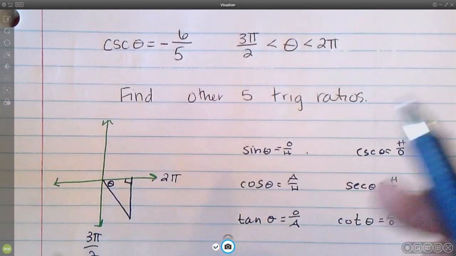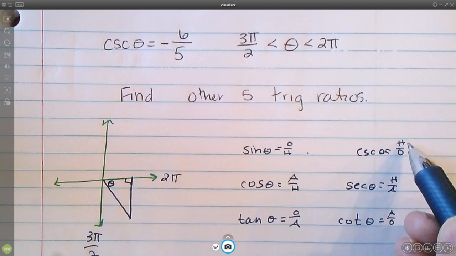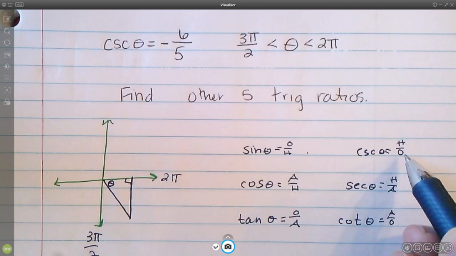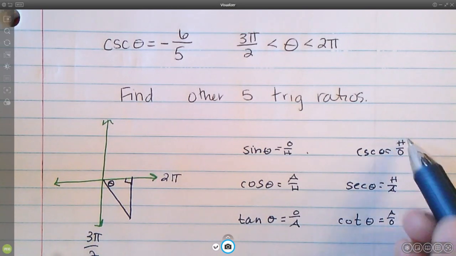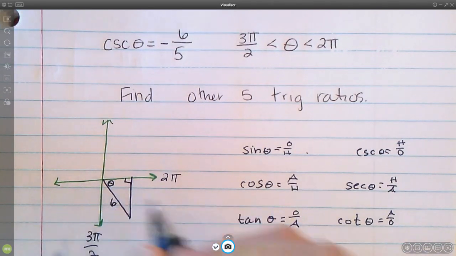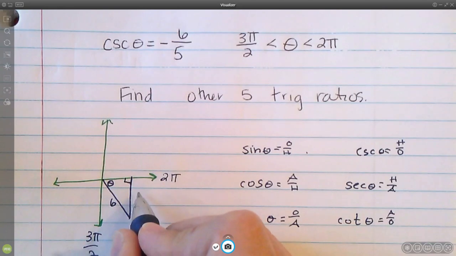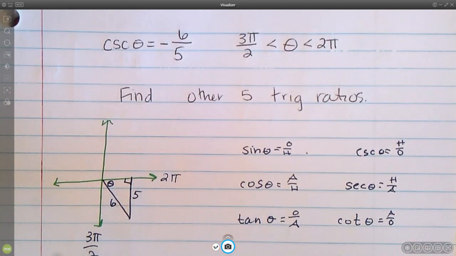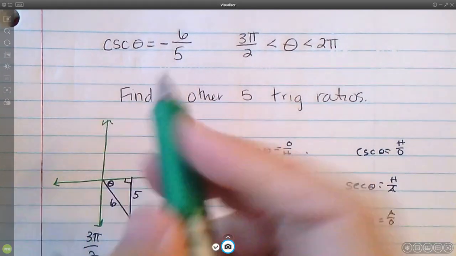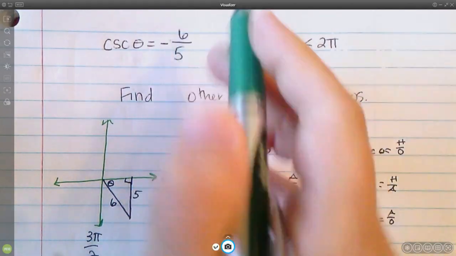Okay, so cosecant, remember cosecant is hypotenuse over opposite. So hypotenuse is going to be 6. And our opposite, so that's over here, is going to be 5. So now the biggest thing that you need to look at is this negative sign.